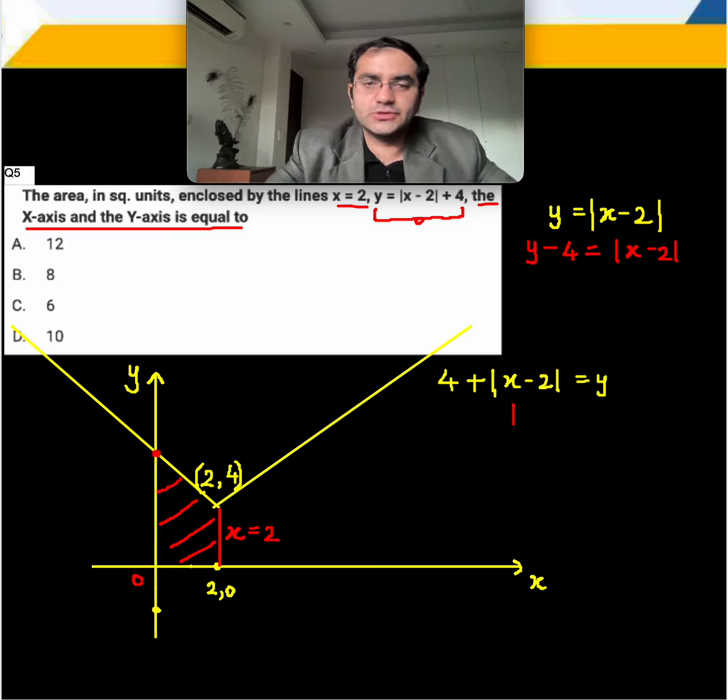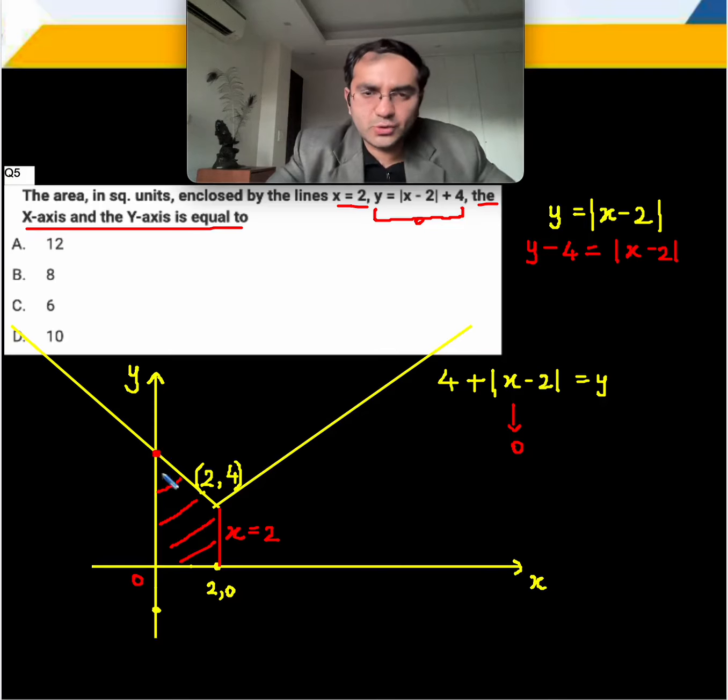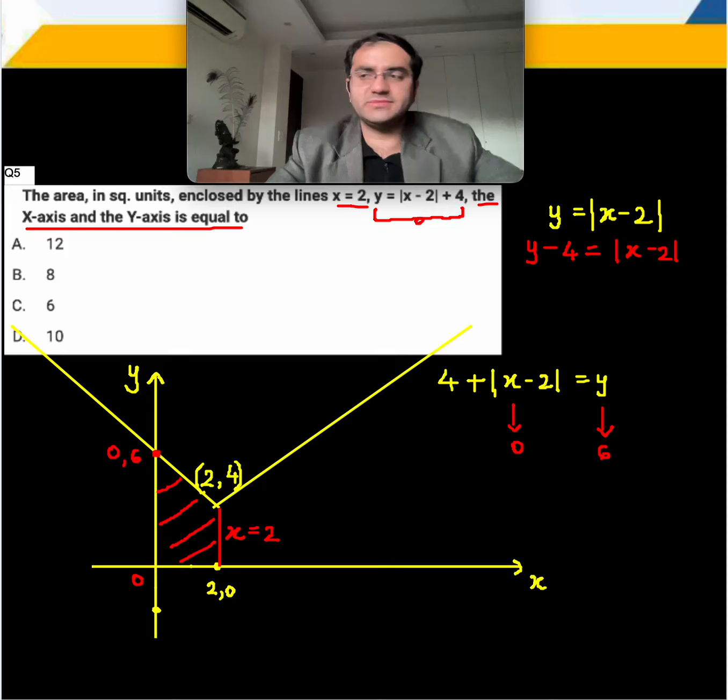Yeah. So now let us try to write down the answer. I need to know what are these coordinates. ये coordinate क्या है to get the second side, and this coordinate is at x equal to 0. So just put x equal to 0 and you get 4 plus 2 y equal to 6. ठीक है, so this becomes 0 comma 6.